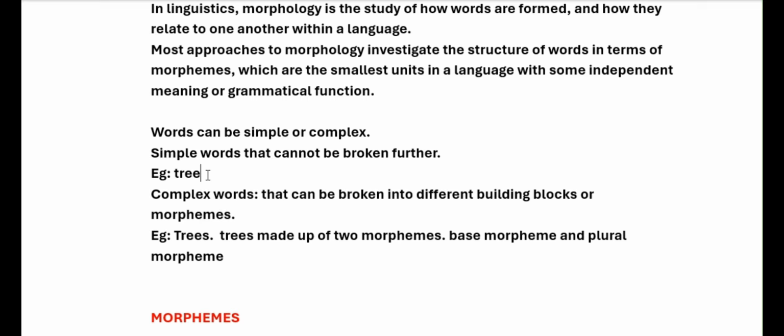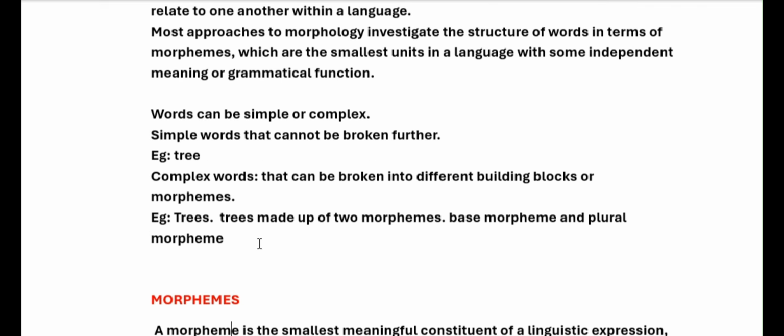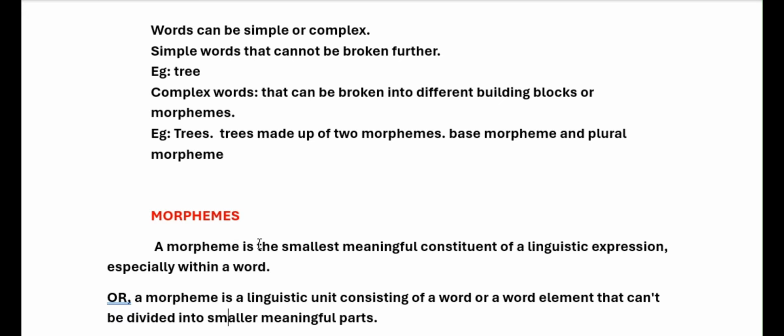But complex words are those that can be broken into different building blocks, or morphemes, like trees. Now, this is the word trees. Trees can be divided into two morphemes. First is the base morpheme and second is the plural morpheme. Now, what is the base morpheme? The base morpheme will be tree. Tree plus s. S will be the plural morpheme. Here the s performs the grammatical function of making it plural, and the base morpheme gives the meaning of the actual word, and it is the main morpheme here. Okay, now let's see further what a morpheme is in detail.